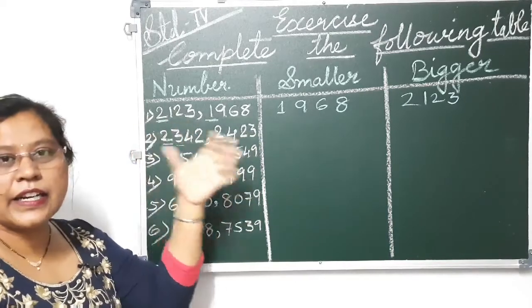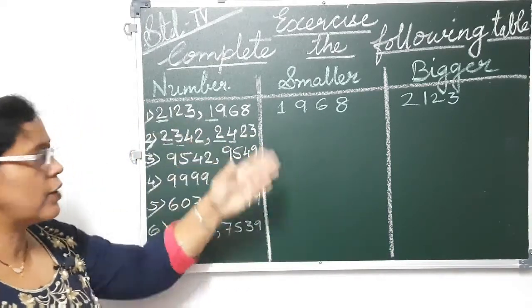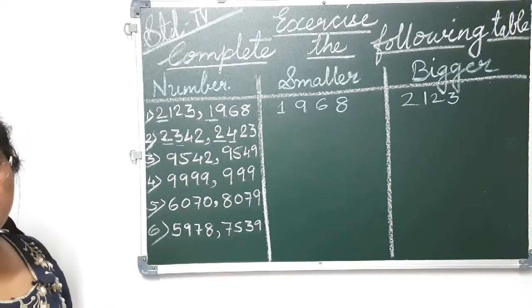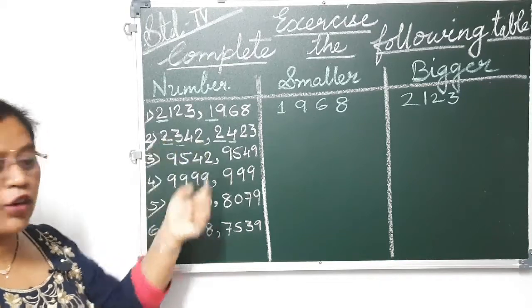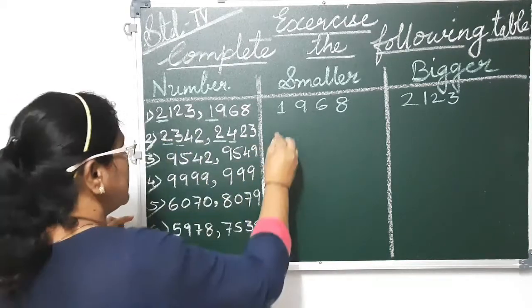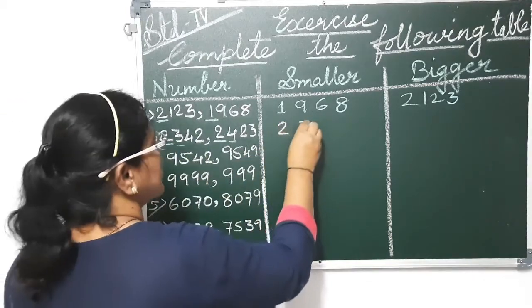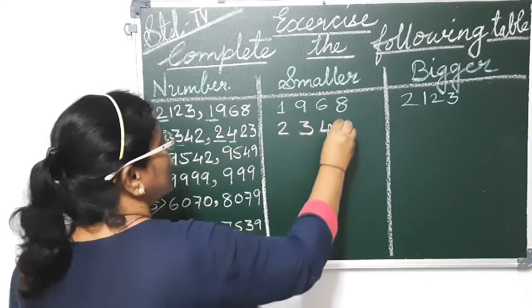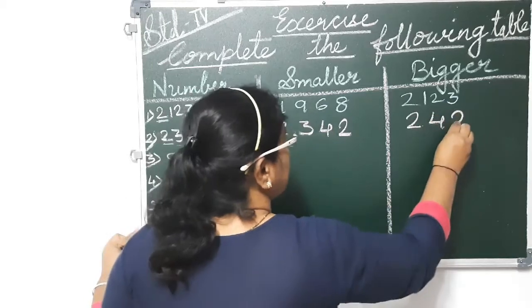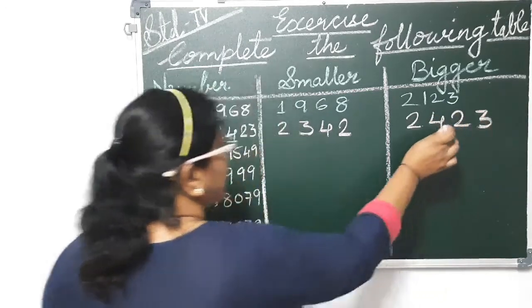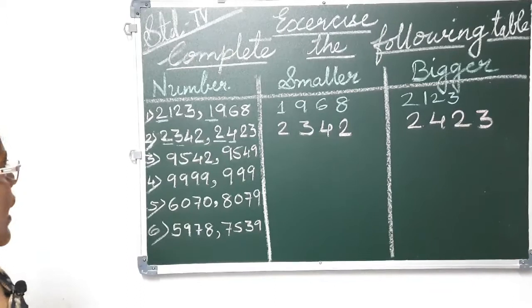So 2342 is smaller than 2423. Understood? 2342 is the smaller number. 2342 is smaller than 2423, which is the bigger number. Understood? Now the third sum.